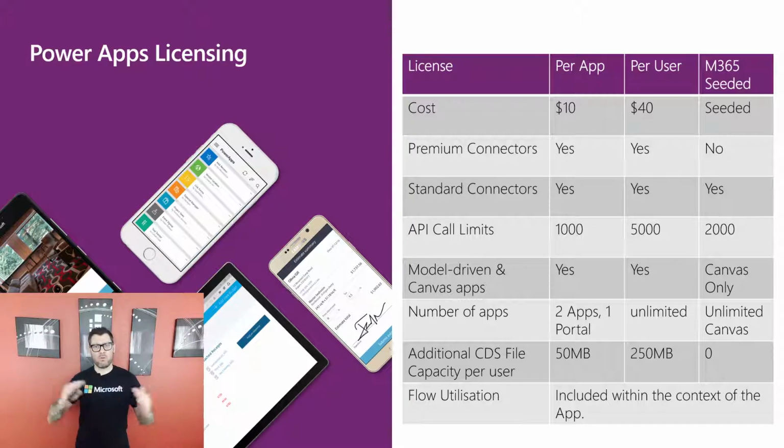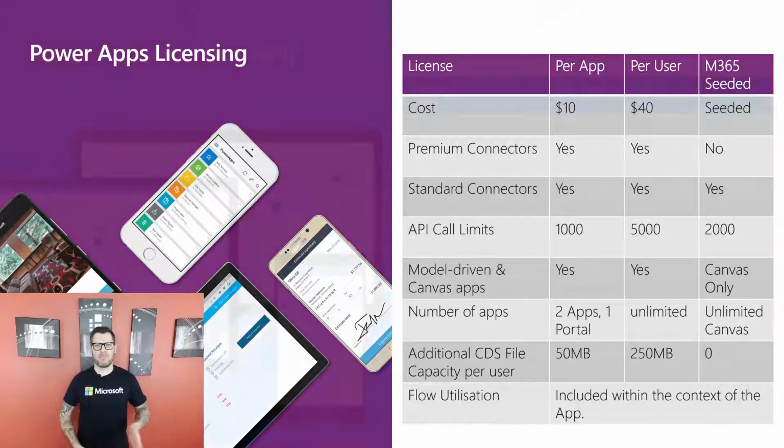Another thing is that all flows within Power Apps are then included within the context of the app. So the context of the app means if you have an app and it sends an email every single time a record gets captured, great. That flow will be licensed within the context of the app. However, if you have an Oracle system and Flow sends an email from that, that's not within the context of the application.